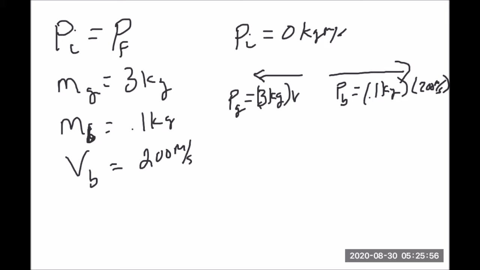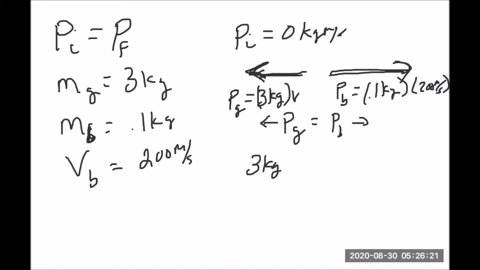In this case, if the bullet goes out this way, we know the gun has to kick back that way to zero out the momentums. So you can actually set the momentum of the gun equal to the momentum of the bullet as long as the motion is in opposite directions. So we then have the mass of the gun times the velocity of the gun that we don't know. And we can set that equal to the mass of the bullet times the velocity of the bullet, 200 meters per second.